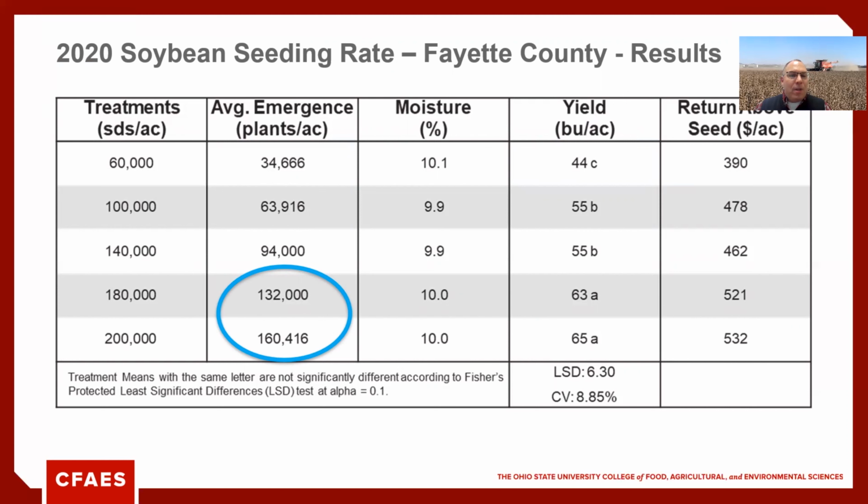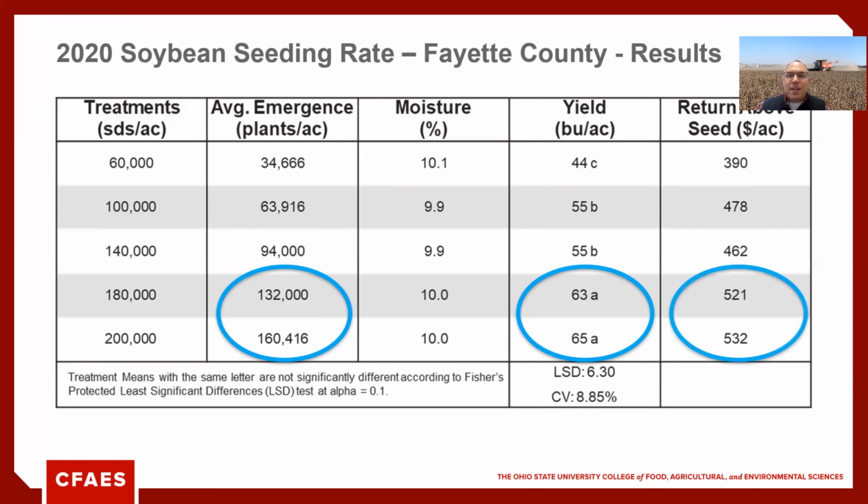And we ended up with results here that were very similar to results from several of the other projects within the book here. And then we ended up with average yields on those at 63 and 65 bushels per acre, which was pretty average, above average in Fayette County for the fall of 2020.